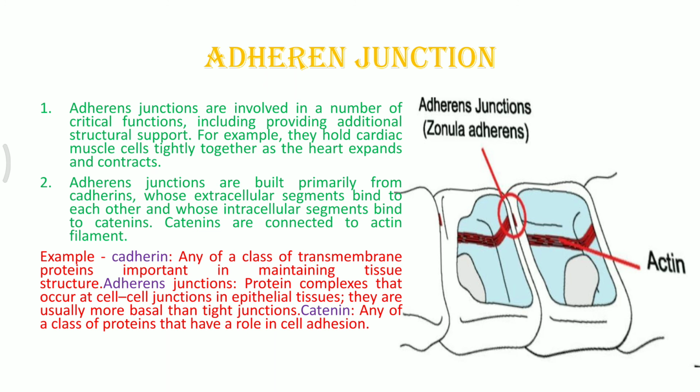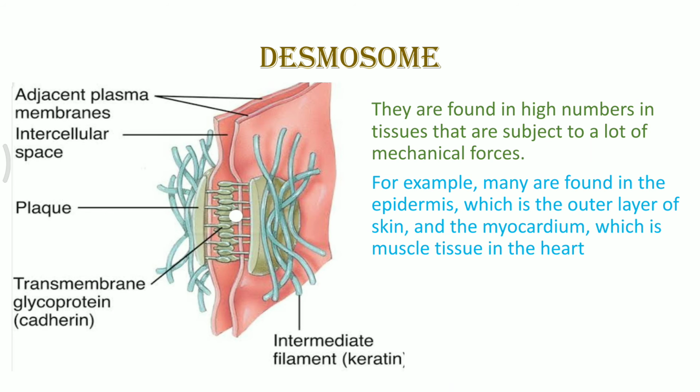Now we move on to the last type of junction, known as the desmosomes. They are found in very high numbers in tissues and are responsible for mechanical support or mechanical force development in most cells. For example, they are found in the epidermis, the outer layer of the skin, and the myocardium layer of the heart, the muscle part of the heart. So most muscular tissues will have desmosomes.